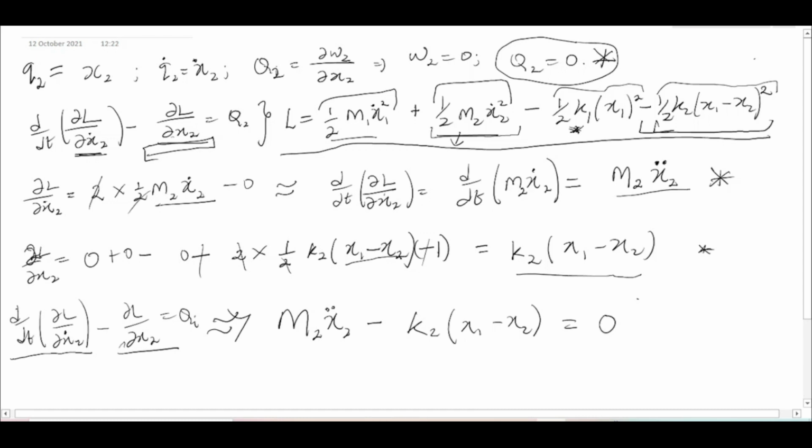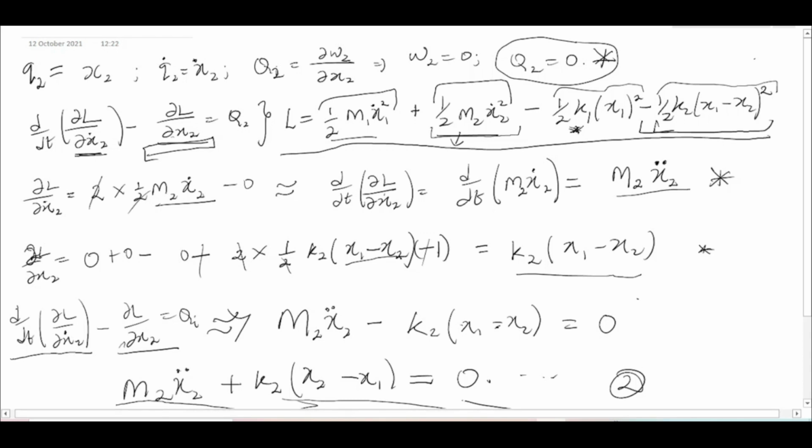This can be rearranged to be m2 x2 double dot plus k2. If you take this minus sign inside, this turns to minus and this turns to plus, so we have (x2 minus x1), all equal to 0. And this is your second equation of motion. Because it's a 2 degree of freedom system, we have just 2 equations, and this is the second equation of motion for the system.